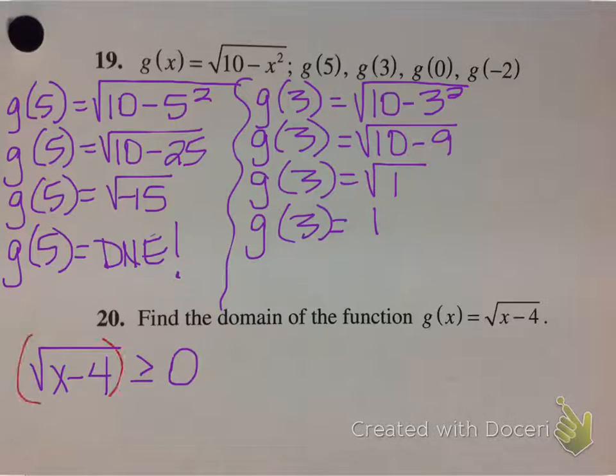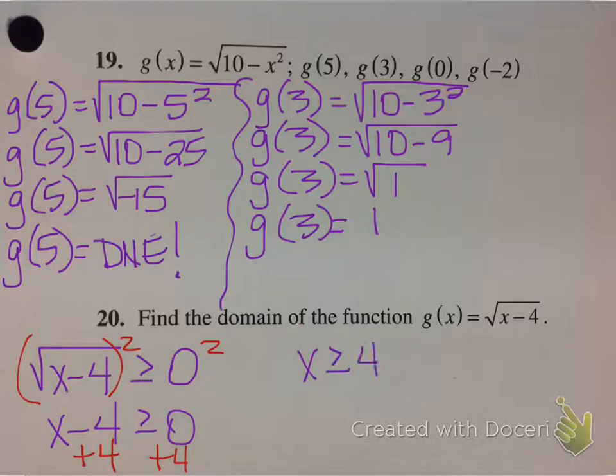we would have to square both sides, which is going to get me x minus 4 greater than or equal to 0, because squaring a square root, opposite operations. And then I would add 4 to both sides, and that's going to give me x must be greater than or equal to 4. So the domain, if we write it in set builder notation, is any number such that x is greater than or equal to 4.